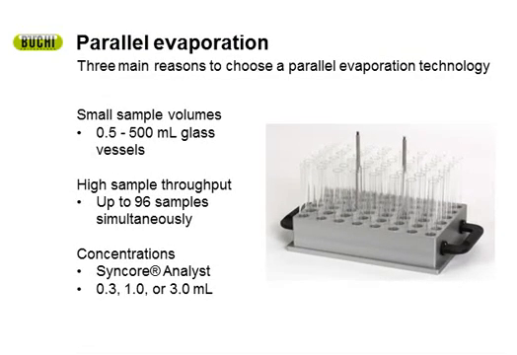So for parallel evaporation, the three main reasons you want to go with this is if you're working with volumes of roughly 0.5 all the way to 500 milliliters. If you need high throughput with small sample volumes, then parallel evaporation is great. If you have multiple samples, let's say they're coming off a flash chromatography system and maybe you have 24 samples or 48 samples and you need to evaporate them all simultaneously, then you can just do it right onto the Syncor.